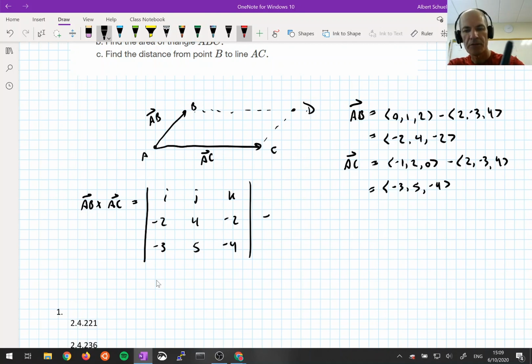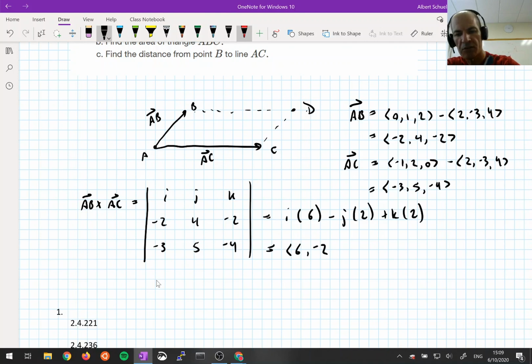Alrighty, let's do our mnemonic. i times the quantity, negative 4 minus negative 10. Negative 4 minus negative 10 is going to be 6, minus j times the quantity, negative 2 times negative 4 is 8, minus 6, that's 2, plus k times the quantity negative 2 minus negative 12, so that's 2. And in component form, that's 6, negative 2, 2.